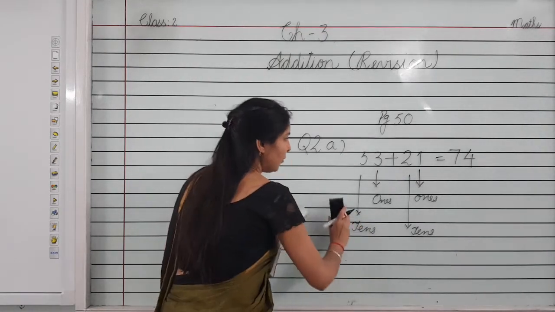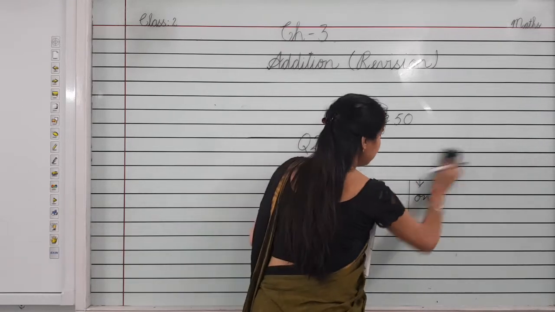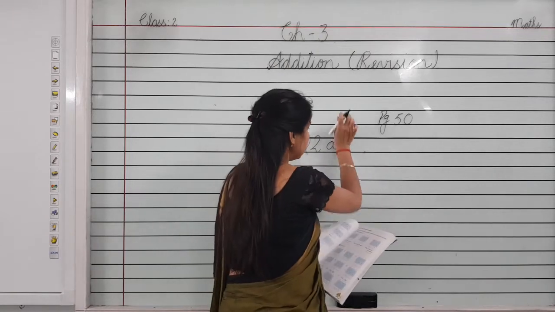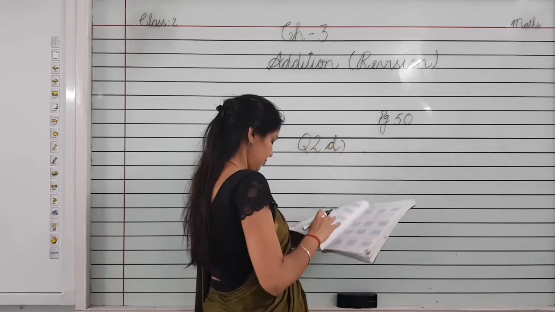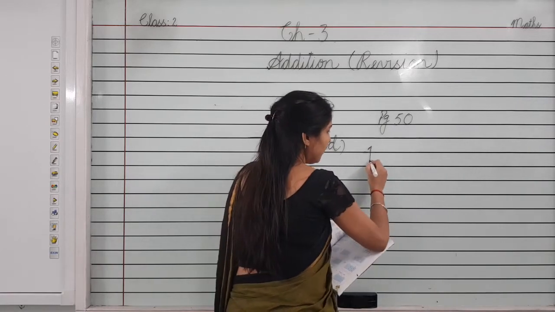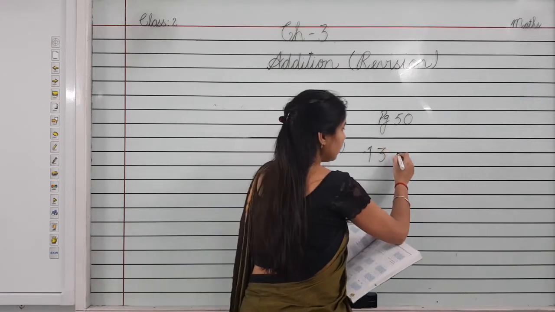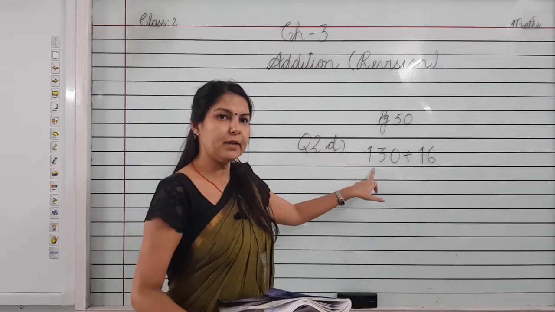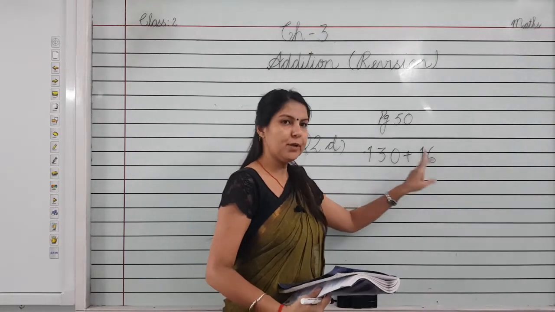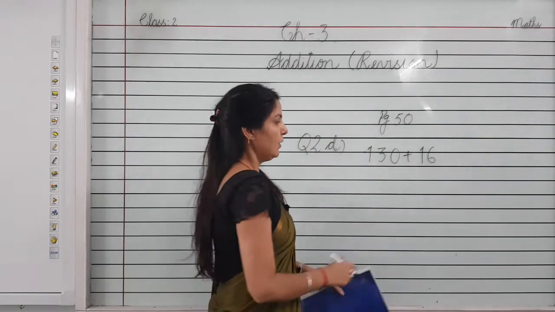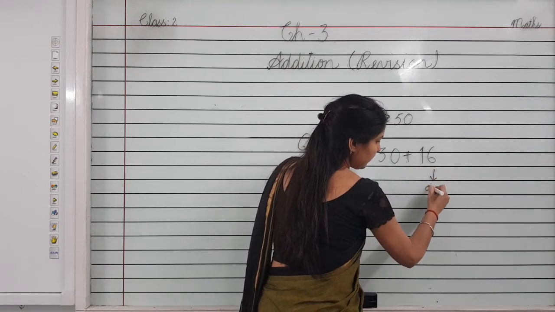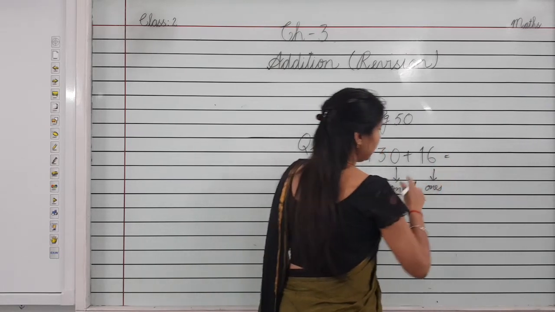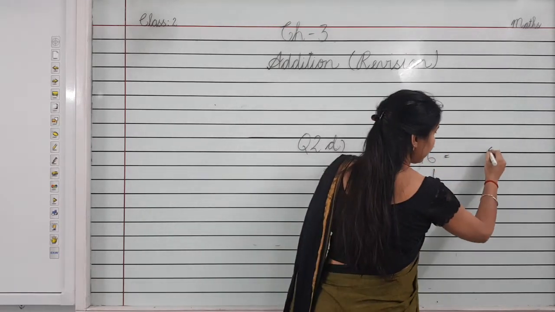Take one more question from this. In this sum, this is part D of question 2. Numbers are 130 plus 16. Children, here you can see in this number 3 digits are here and in this number only 2 digits are here. So how we will add? We will add first of all ones place and we will write their sum at the ones place. 6 plus 0 will be 6.